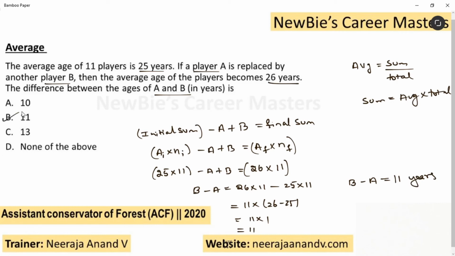That's it. Very simple question. I hope you have understood this way. See, we have used this formula to answer this question. Yes, we'll continue now.